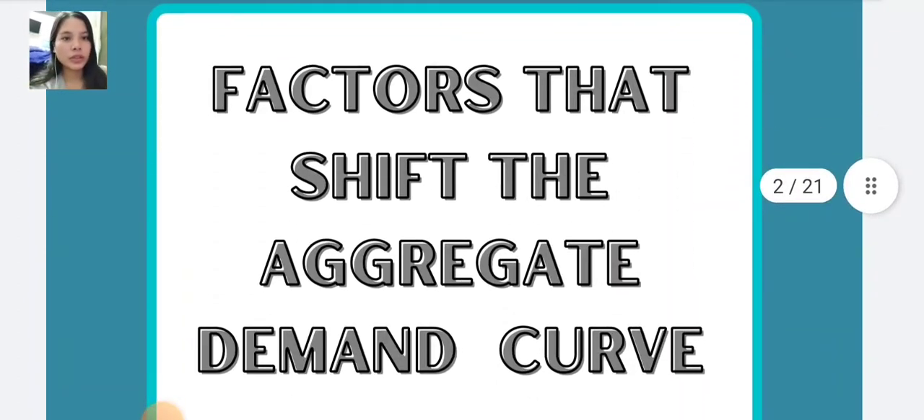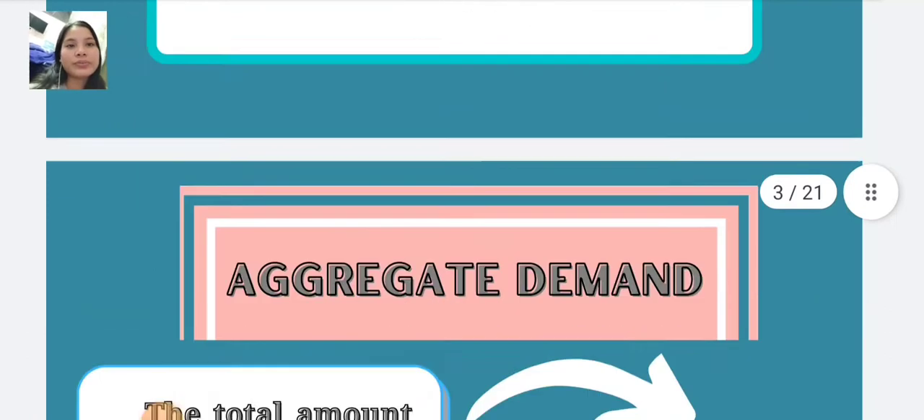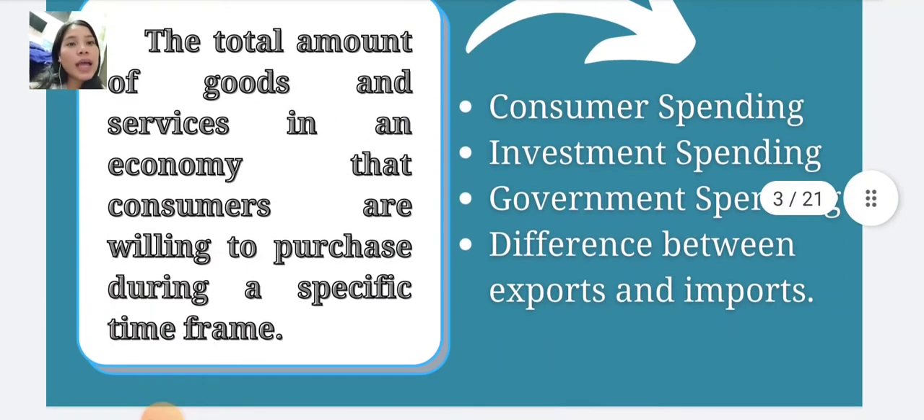So, now let's define the factors. What are the factors that shift the aggregate demand curve? Aggregate demand is the total amount of goods and services in an economy that consumers are willing to purchase during a specific time. This includes consumer spending, investment spending, government spending, and the difference between exports and imports.